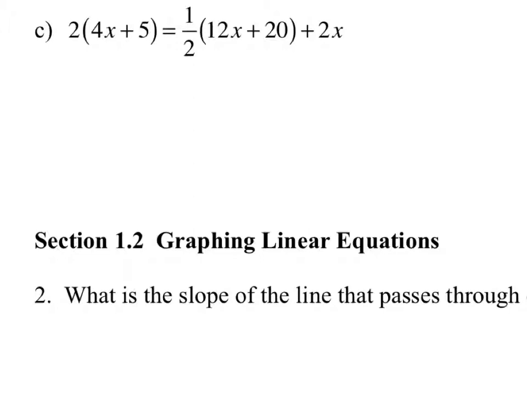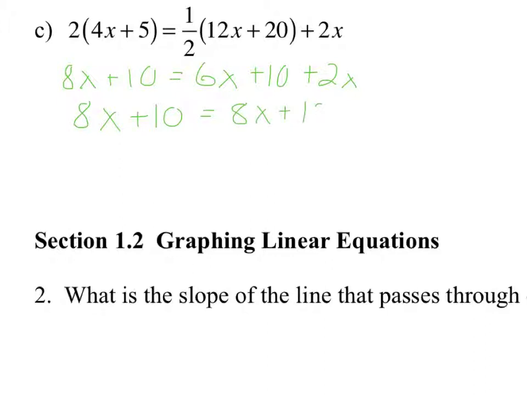For part C, I'm going to first distribute the 2. So I have 8x plus 10. And then I'm going to distribute the 1/2 to the other side. So I have 6x plus 10 plus 2x, which gives me 8x plus 10 equals 8x plus 10. If I subtract the 8x, I'm just going to get 10 equals 10, which is the same as 0 equals 0. And whenever we have this situation, all real solutions work for x. So we have all real solutions.